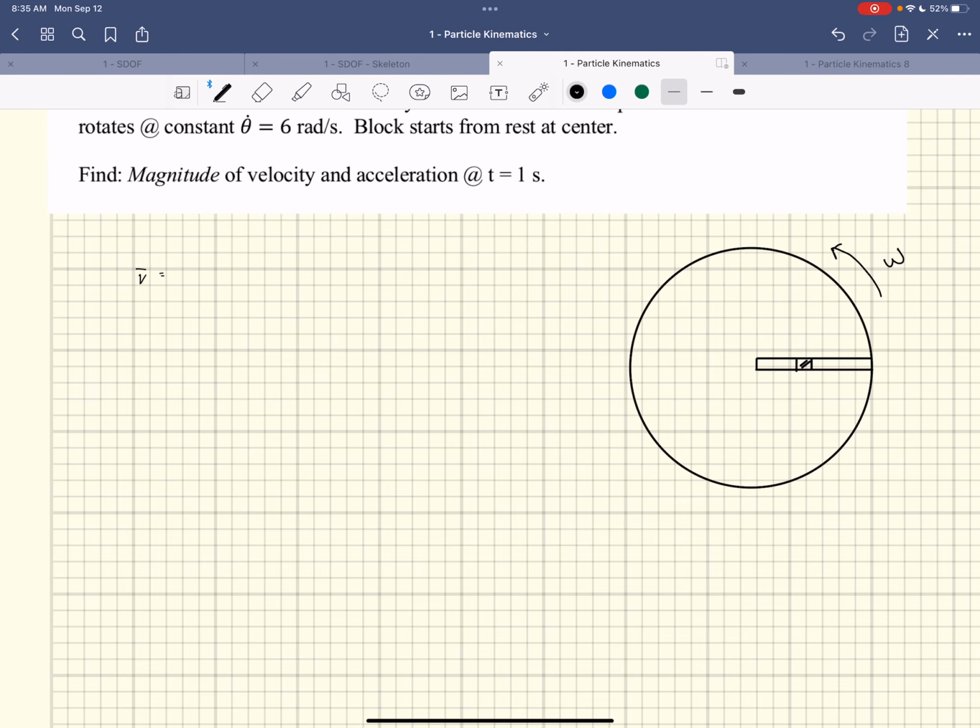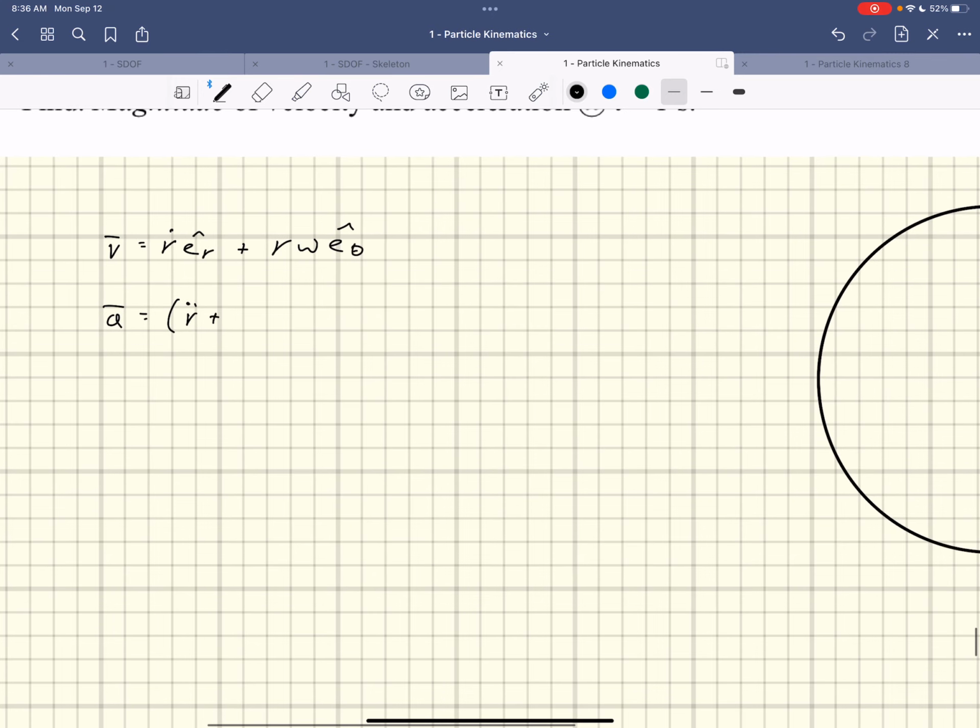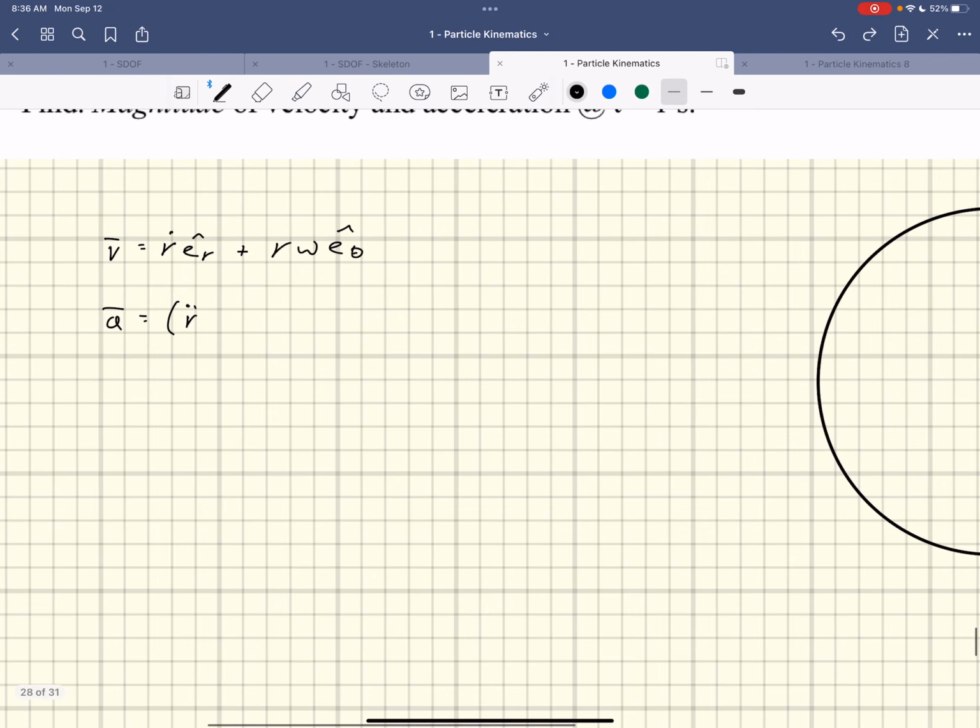The velocity is just r dot in the e_r direction plus r omega in the e_theta direction. And then just write down the acceleration: r double dot minus r omega squared in the e_r direction, plus r alpha plus 2 r dot omega in the e_theta direction. Sometimes I like to just start by writing those things down, just so I kind of get a feel for what it is I need to know and where I need to fill in the blanks.